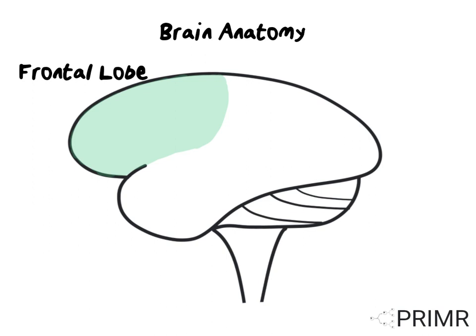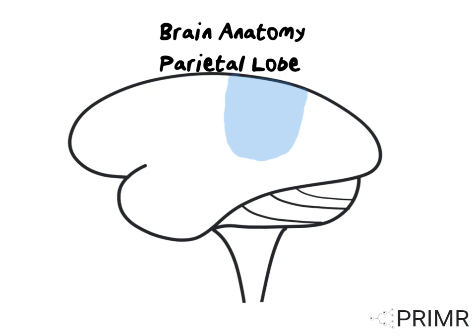The frontal lobe is also responsible for motor function, and injury to that area can lead to seizure or weakness or even paralysis. The parietal lobe is located behind the frontal lobe.